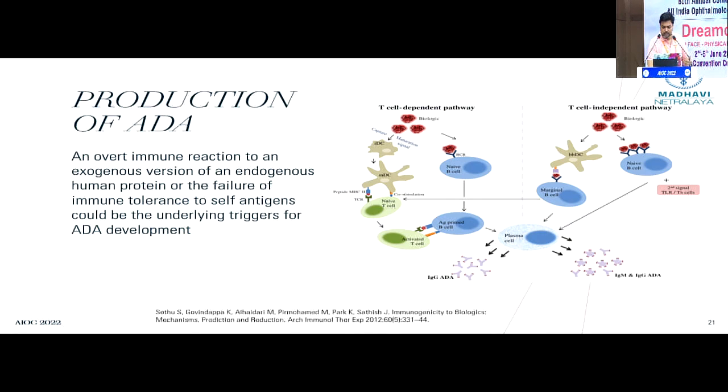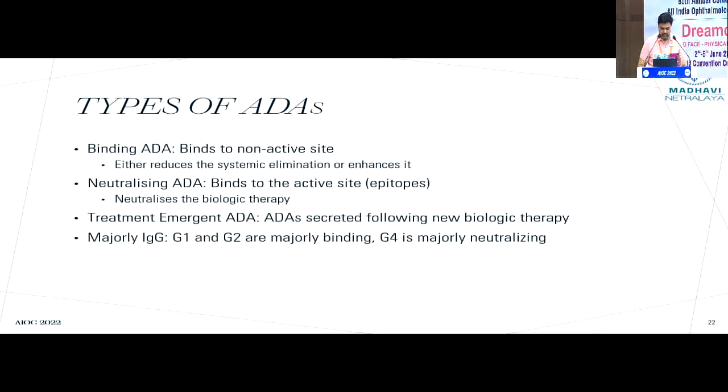The ADAs are produced via a T cell dependent pathway if the biologic is processed by an antigen presenting cell, while a few can directly interact with B cells to convert them to immunoglobulin G producing plasma cells. This IgG ADA development can be triggered by an exogenous human protein or by failure of immune tolerance to the self antigen, which can lead to an overt immune reaction. The ADAs can be either binding or neutralizing. They can either bind to the drug and make it deposit in the cellular debris, or they can neutralize it and the drug won't have any effect.